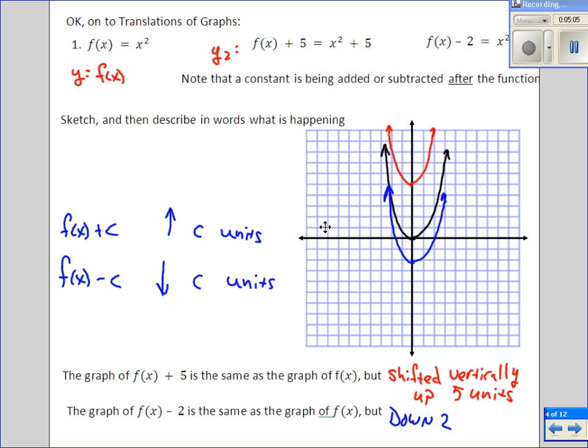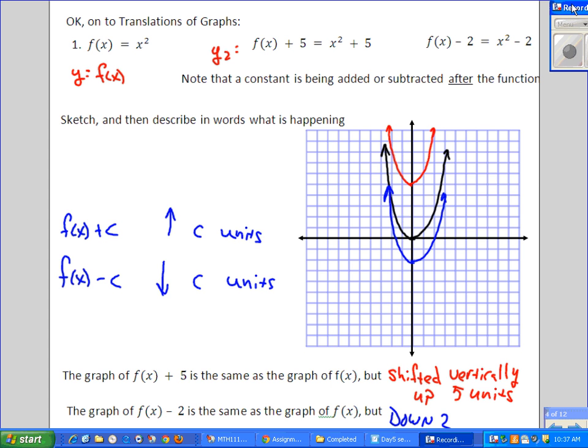So this first example here, I'm looking at f of x equals x squared, our simplest parabola. That's roughly the black line right here. And then I'm looking at a couple variations, x squared plus 5, x squared subtract 2. So x squared subtract 2 is the blue line, x squared plus 5 is the red line here.